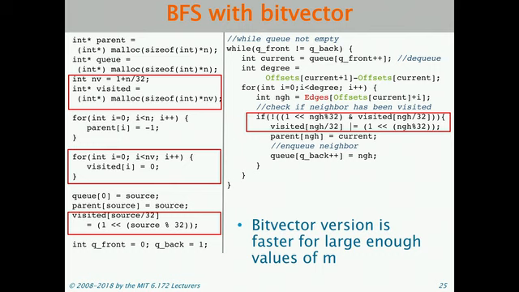It turns out that this version is faster for large enough values of m relative to n because you reduce the number of cache misses overall. You still have to do this extra computation here, this bit manipulation. But if m is large enough, then the reduction in number of cache misses outweighs the additional computation that you have to do. Any questions?